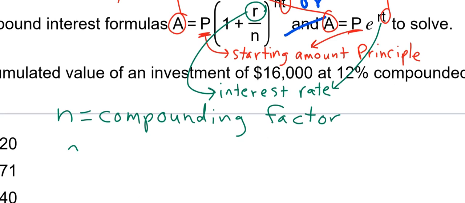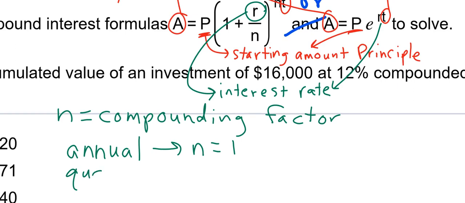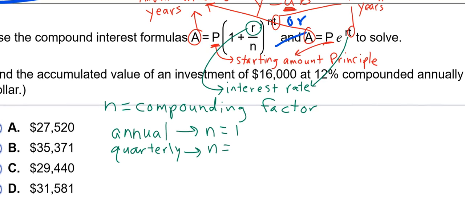So, if we use the term annual, it's compounded annually, that would be an n value of 1. What do you think we would be using if we were talking quarterly? 4, right? There's 4 quarters in a dollar.